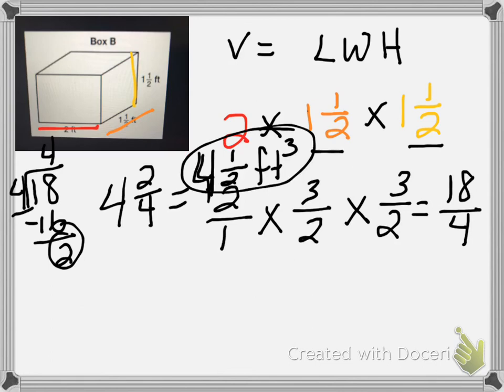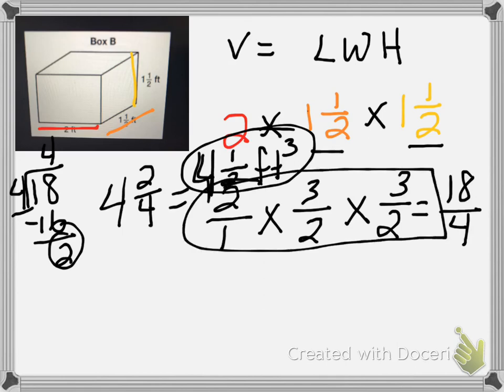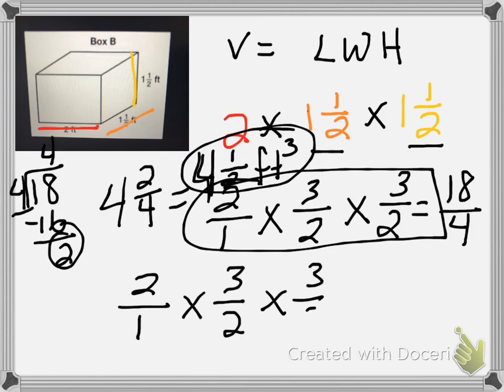So that's our answer. Now I wrote this up here so I'd have some room at the bottom to show you a little trick. If I had stopped right here with my original problem, 2 over 1 times 3 over 2 times 3 over 2, remember when we did division of fractions, when we had our keep, change, flip, and we ended up with the multiplication problem, we could cross-reduce ahead of time in order to make our math easier at the end. So I'm going to do that here.